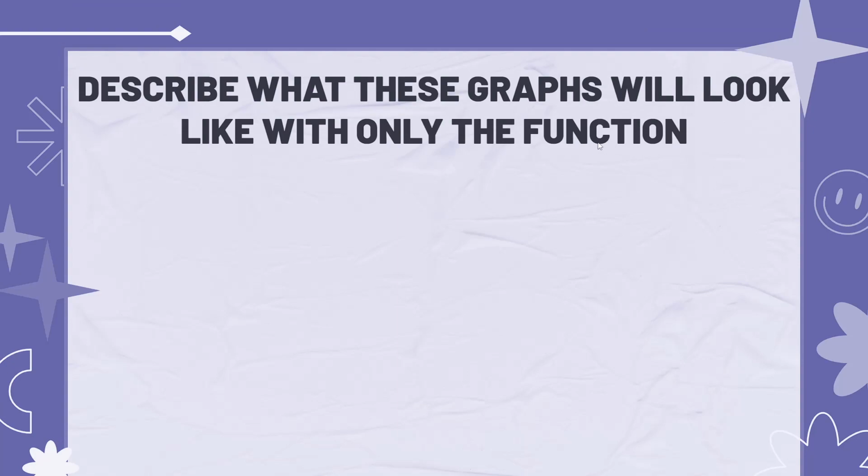I would like you to describe how these graphs will look while only being able to see the functions. First function, y equals negative 3x. Second function, y equals negative 6x to the second power plus 4x minus 9. And a third function, y equals 9x to the third plus x squared minus 4x plus 5. I'll give you a second to solve these.